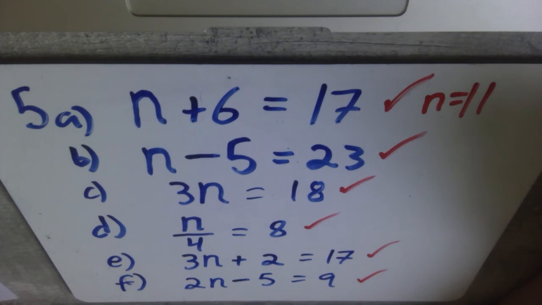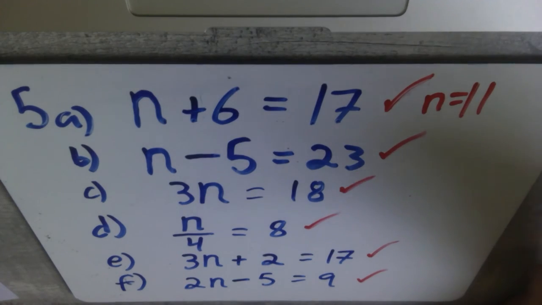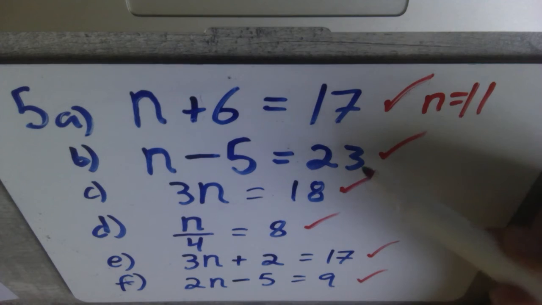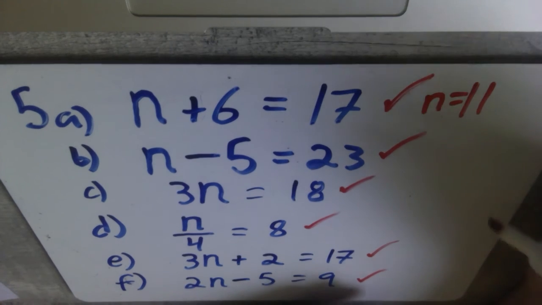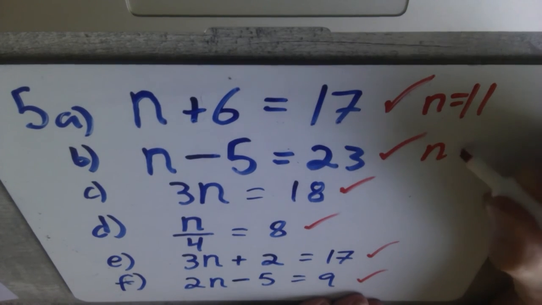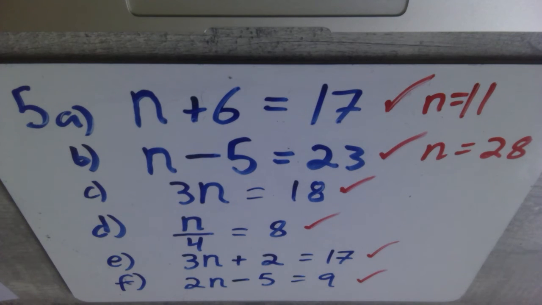So looking at B here, using inspection again, I know I'm subtracting. I need to subtract 5 from a number to give me 23. So what minus 5 gives me 23? Well, I would have to start with a 28. So n equals 28.